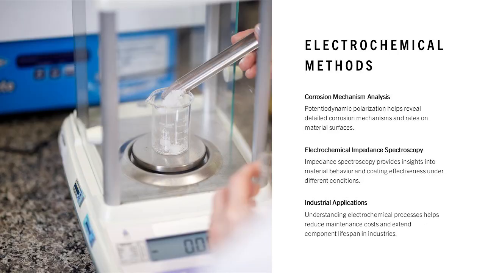Electrochemical techniques, such as potentiodynamic polarization and electrochemical impedance spectroscopy, provide detailed insights into corrosion mechanisms and rates. These methods allow engineers to predict material performance in specific environments, optimize protective coatings, and develop corrosion-resistant alloys. By understanding electrochemical behavior, industries can reduce maintenance costs and extend the service life of critical components.